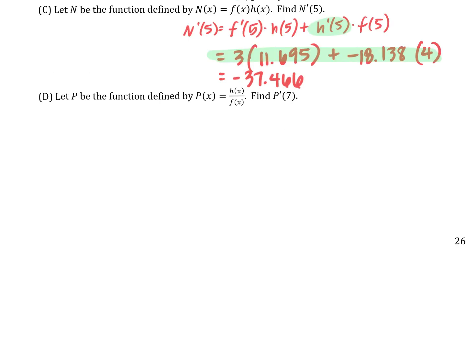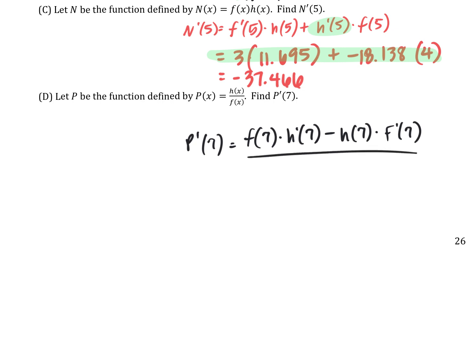All right, what would P prime of 7 be? Low, D high: F of, and in this case, 7. Low, D high, H prime of 7. Low, D high, minus high, which is just H of 7, D low, F prime of 7, all over F of 7 squared.